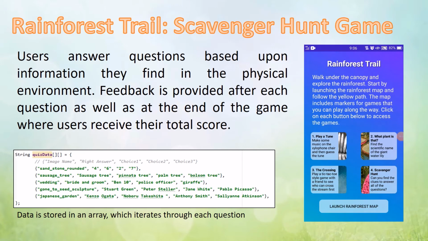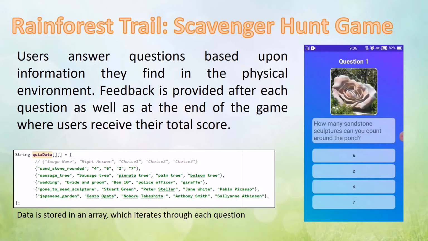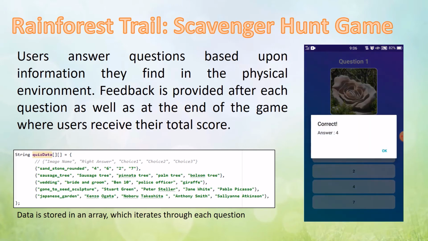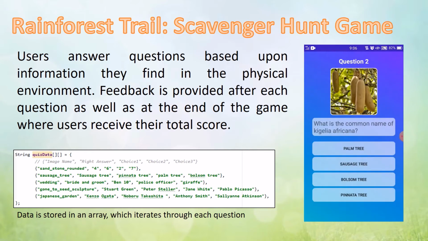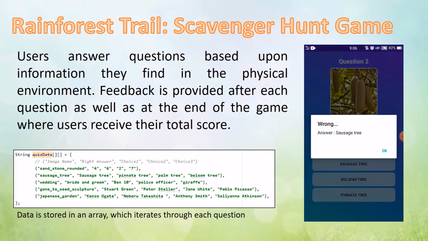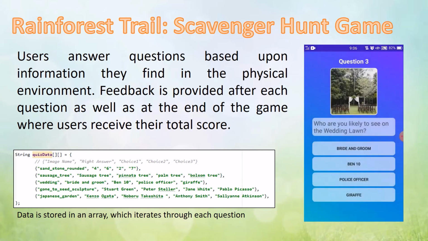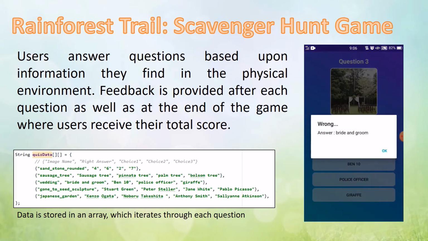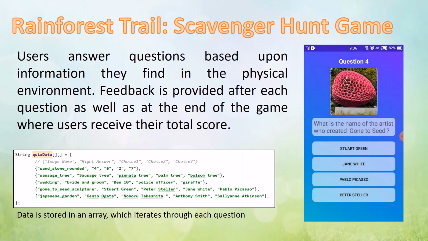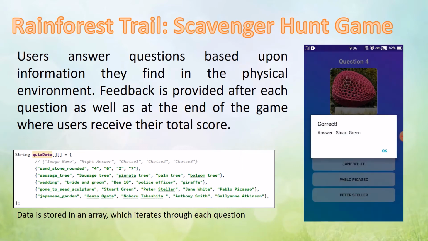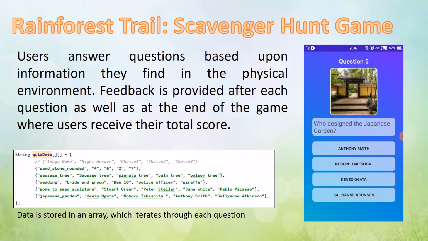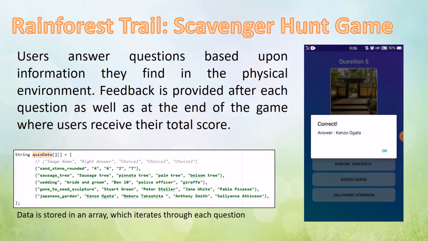The last game on the Rainforest Trail is called Scavenger Hunt. In this game, users answer questions based upon information they find in the physical environment. Feedback is provided after each question, as well as at the end of the game, where users receive their total score. To create this game, the quiz data was stored in an array, and the program iterates through this data for each question.